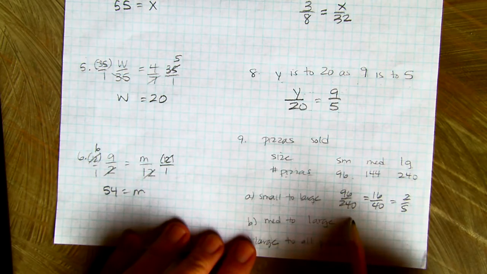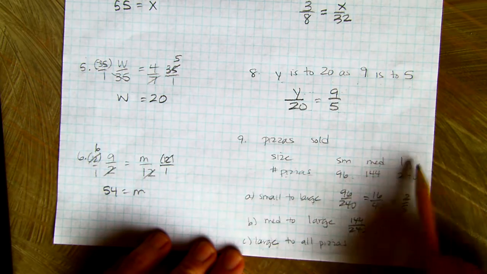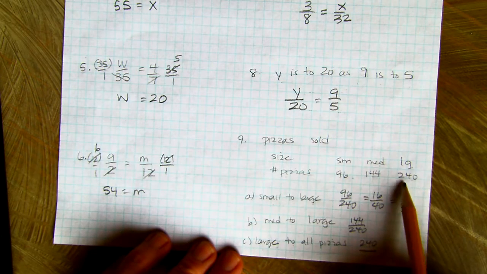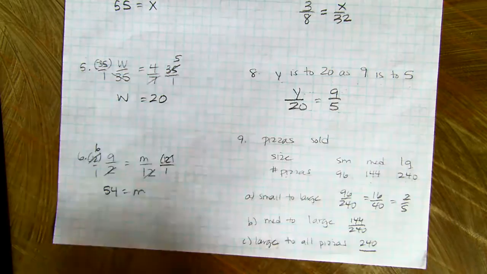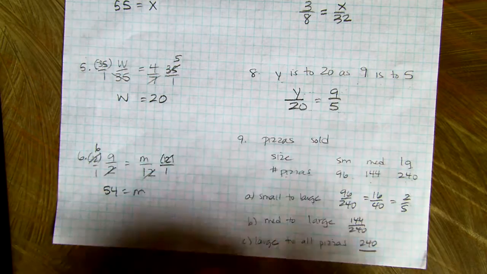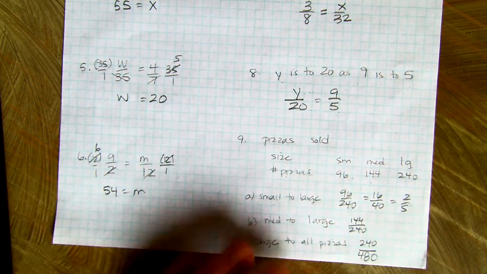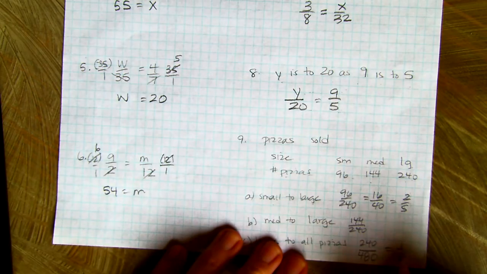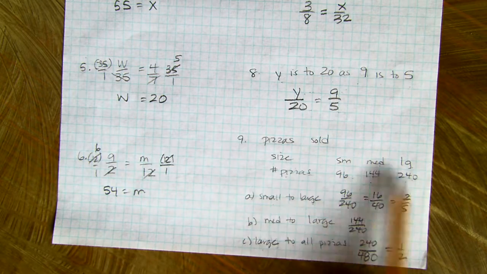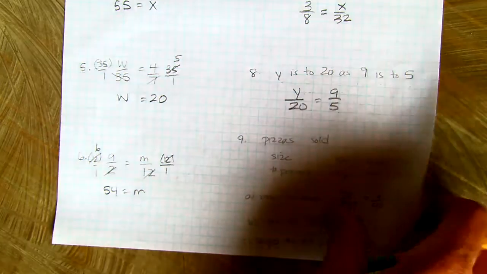Medium to large, 144 to 240. And then what about large to all the pizzas? Well, I know I had 240 large. How many pizzas did I have total? 240 plus 144 plus 96. I have to add them all up. So sometimes you have to do a little bit of addition. This looks like 1/2, huh? So, yeah, recognize when you might have to combine some of the information that you're given. Okay, that's that one.